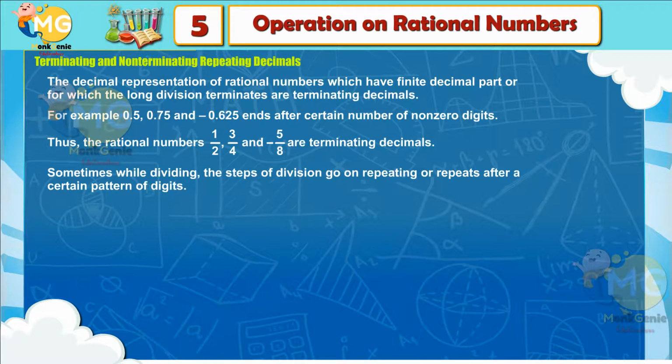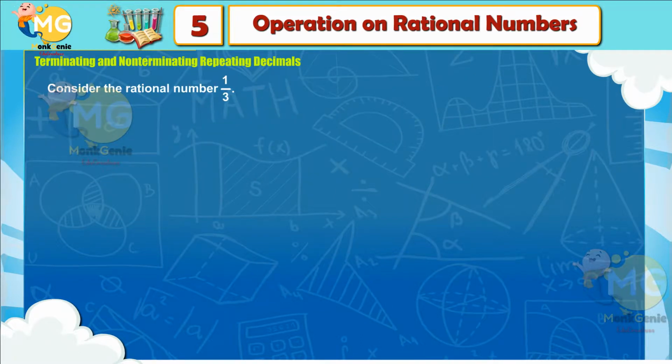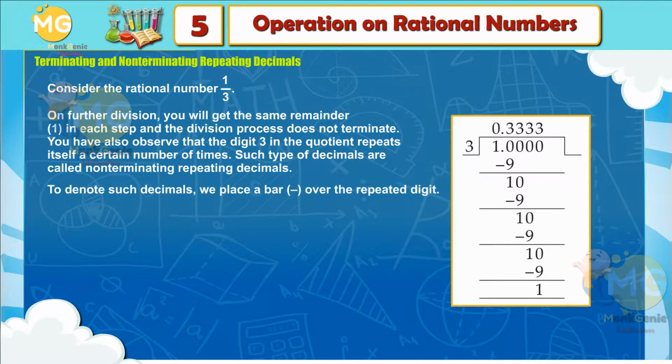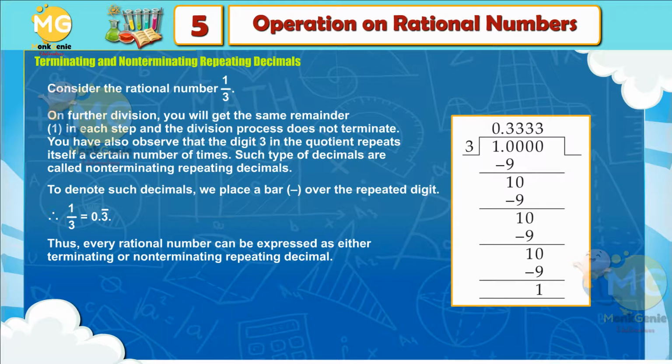Sometimes while dividing, the steps of division go on repeating, or repeat after a certain pattern of digits. Consider the rational number 1/3. On further division, you will get the same remainder, 1, in each step, and the division process does not terminate. You have also observed that the digit 3 in the quotient repeats itself a certain number of times. Such decimals are called non-terminating repeating decimals. To denote such decimals, we place a bar over the repeated digit. Therefore, 1/3 is equal to 0.3 bar. Thus, every rational number can be expressed as either a terminating or non-terminating repeating decimal.